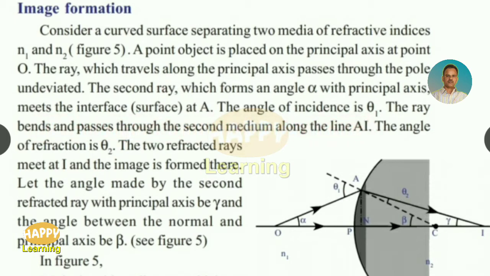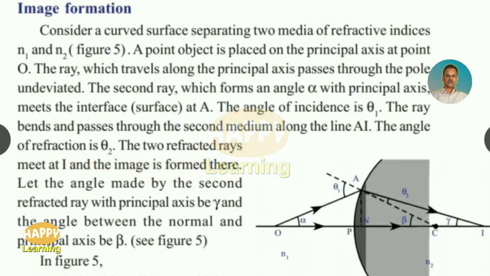So this ray starting from O touches the interface. This is the interface. This ray starting from O touches the interface at point A. Then it bends in the second medium and moves along AI from A to the point I. The two refracted rays meet at I and the image is formed there.